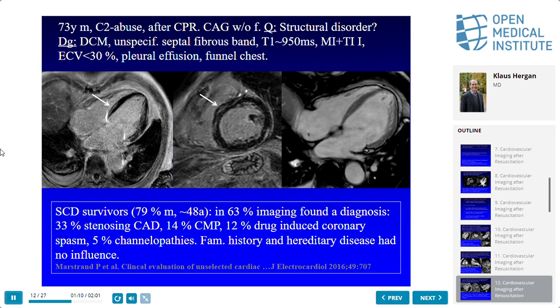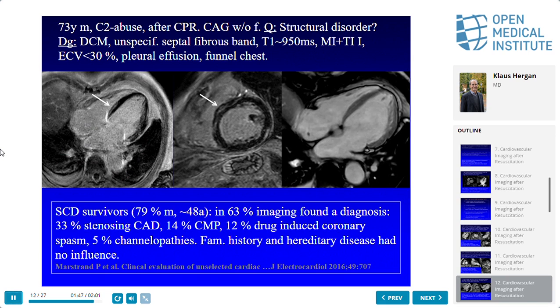survivors of sudden cardiac death, MRI found a diagnosis in 63%, in around 33% coronary artery disease or cardiomyopathies or drug-induced coronary spasm. Even this is sometimes the case. We have such patients even in our patient population, and channelopathies, which means arrhythmogenic disorders. And interestingly, those patients usually have no family history or hereditary disease, and it doesn't usually influence that.